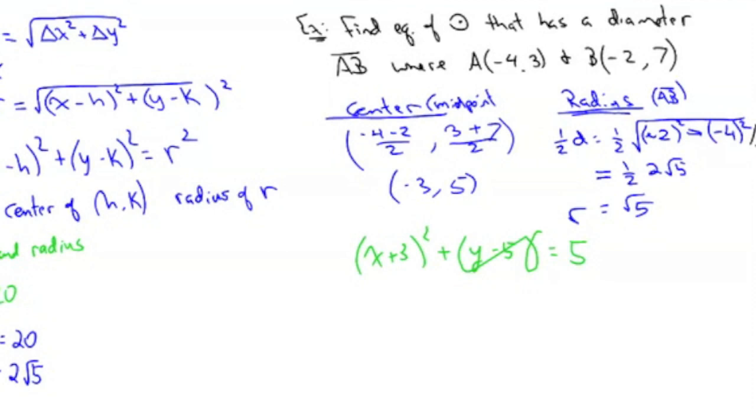What is that other equation? This is the equation of the circle that has that as its diameter. X plus 3 squared.